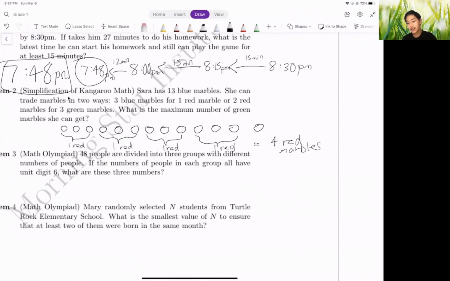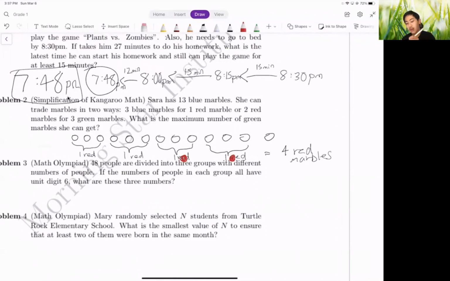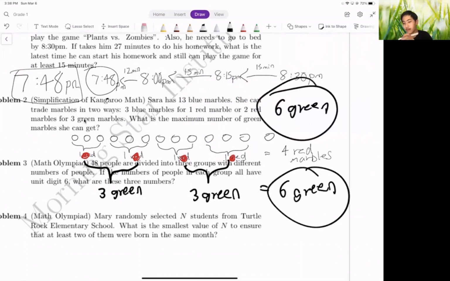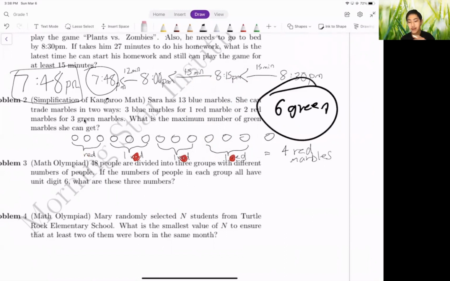And then let's just draw these as 1 red marble each. Okay. And it says 2 red marbles for 3 green marbles. So let's pair up 2 of these equals 3 green. And this 3 green. And this just gives us 6 green marbles. So the answer is 6 green. That's the maximum. Next problem.